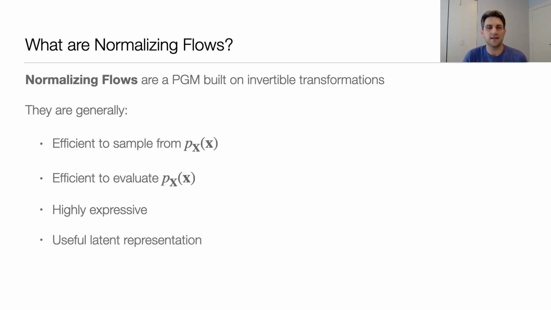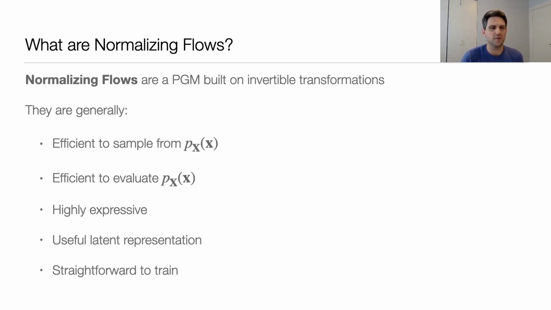Okay, they also come with a fairly useful latent representation. This is perhaps a little bit in contrast to GANs, where the latent representation is not as immediately useful because there is no immediate given mapping from image to latent representation.